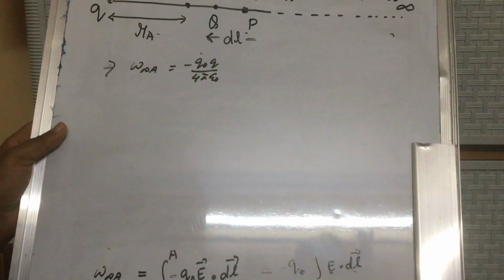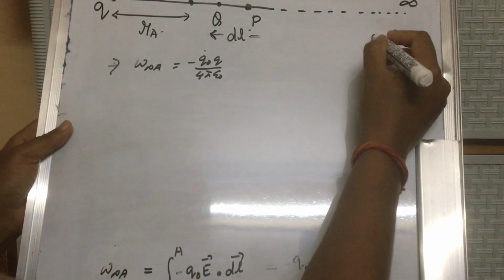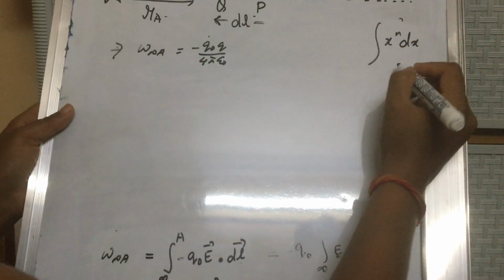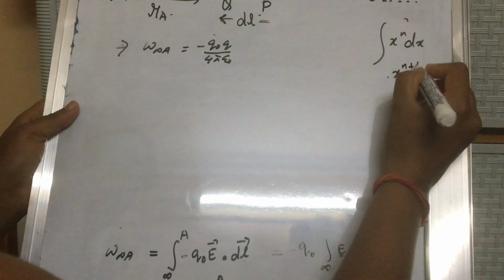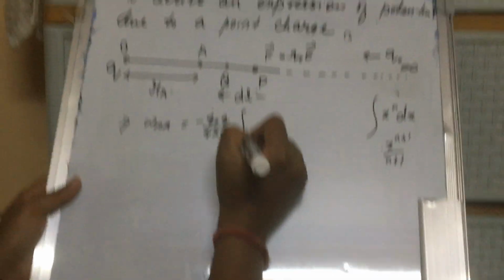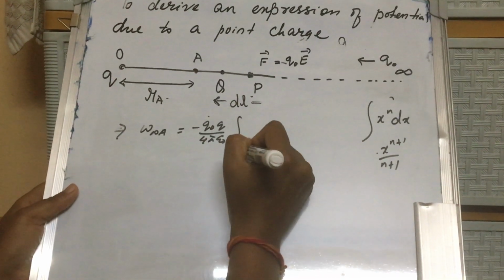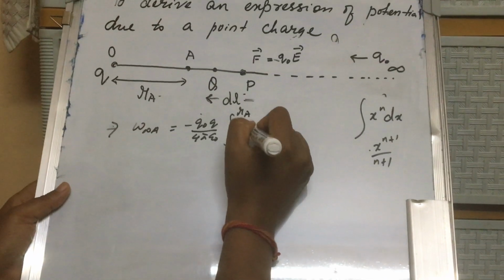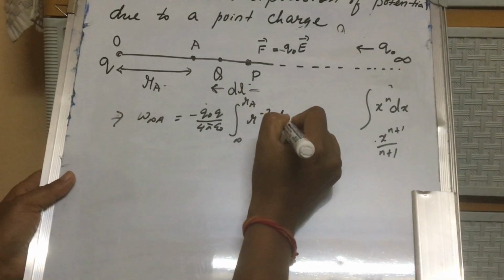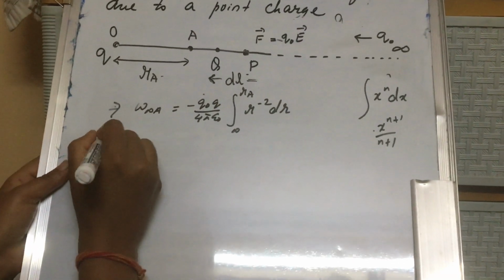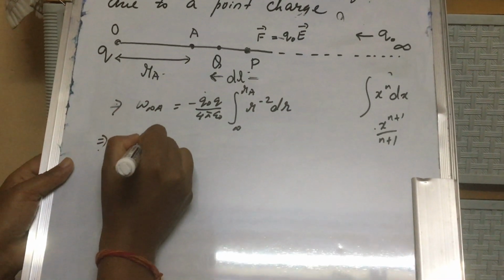Integration of x to power n dx is what? x to power n plus 1 by n plus 1, right? Now in this case, what is the integration? Integration from infinity to Ra of r to power minus 2 dr, right? So in place of n, what is there? Minus 2.